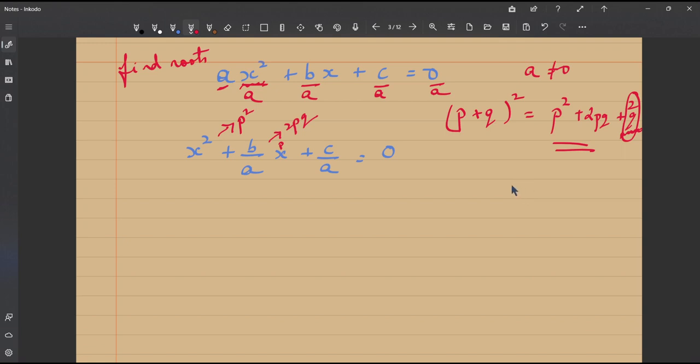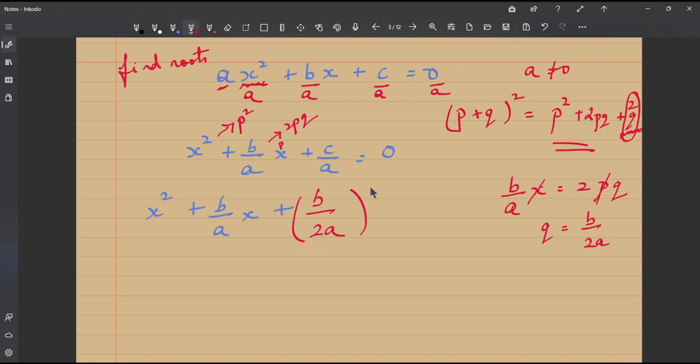So what is q? You have b by a x is equal to 2pq, but we know that p and x are the same, so we need not mention that. So find q from here. q is equal to b by 2a. So now complete the square by using this q. You already have an x squared term, mention it, plus b by a x plus q squared. Let me write this in red. q squared is nothing but (b by 2a) the whole square.